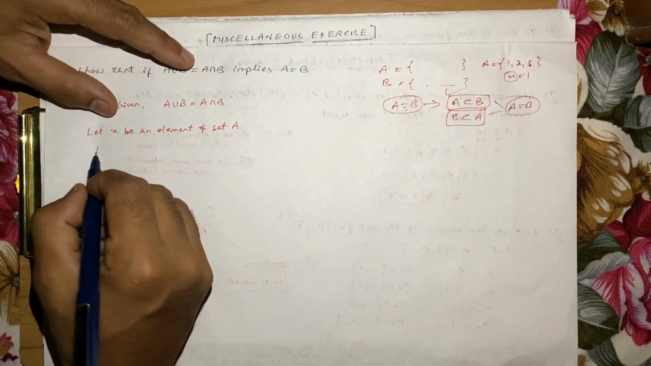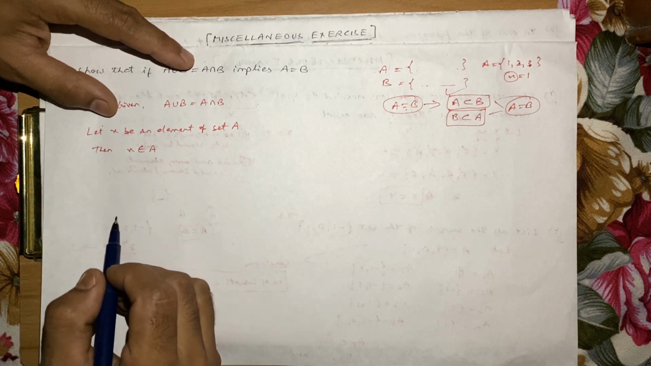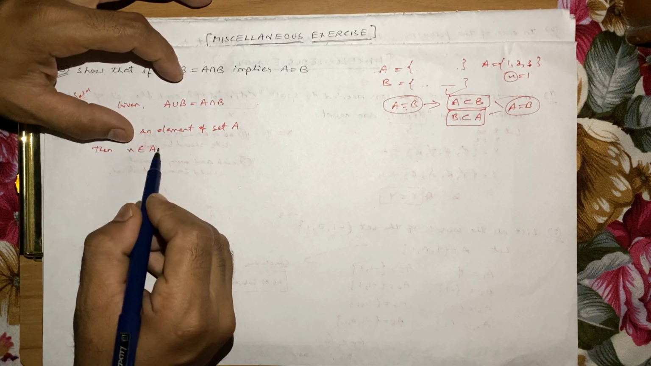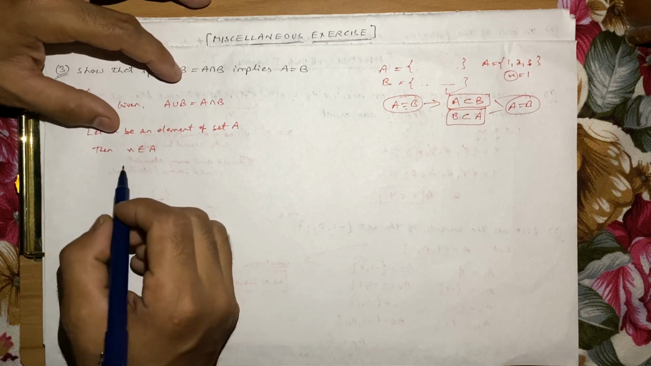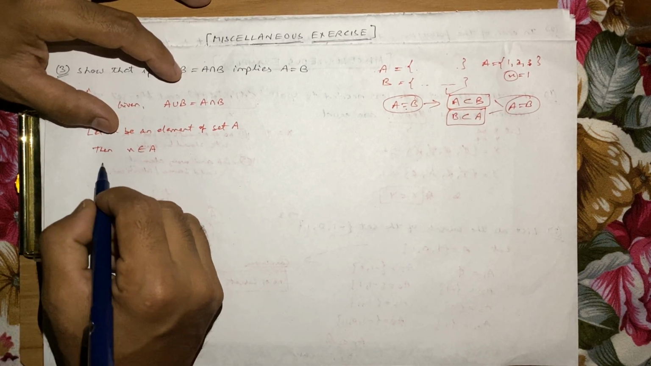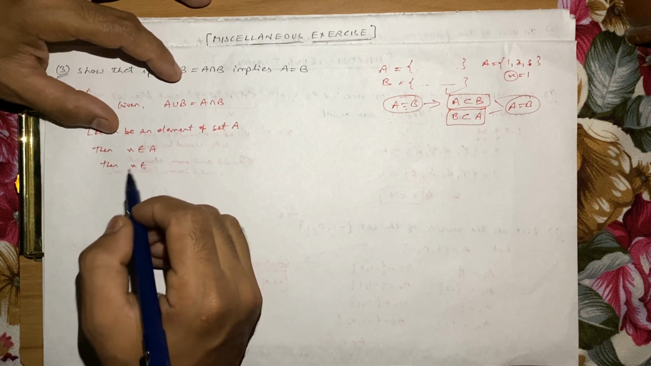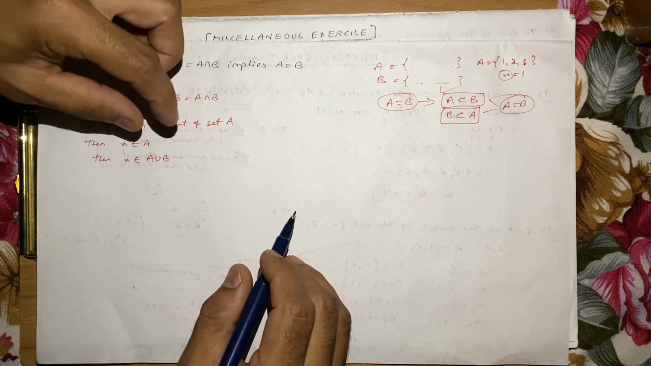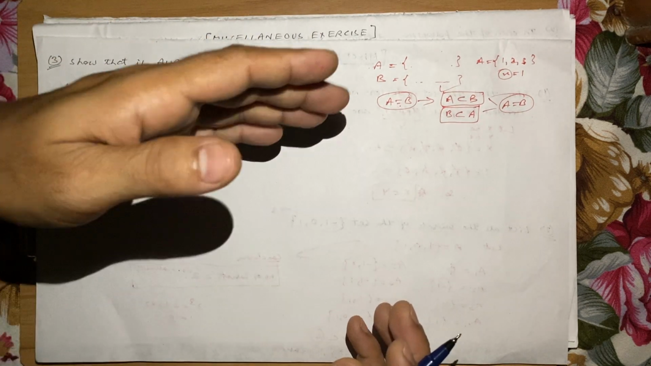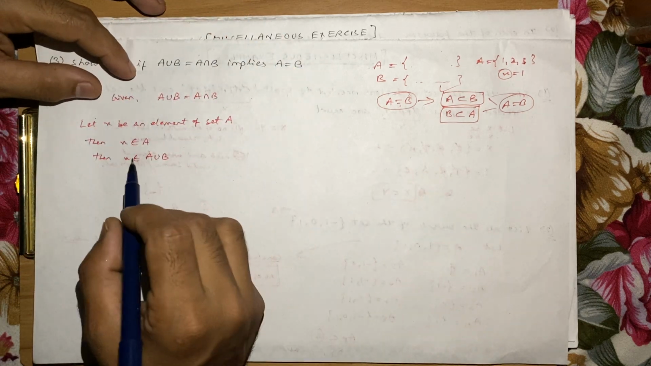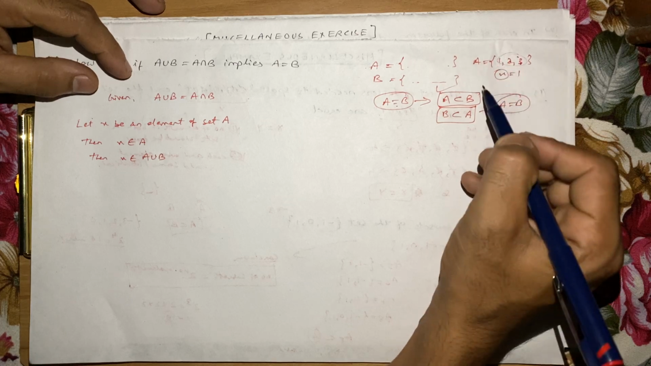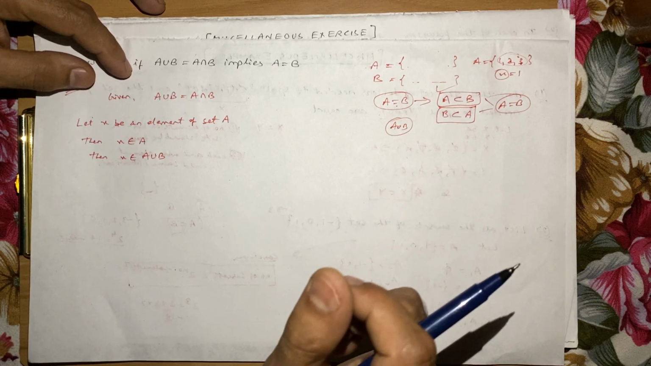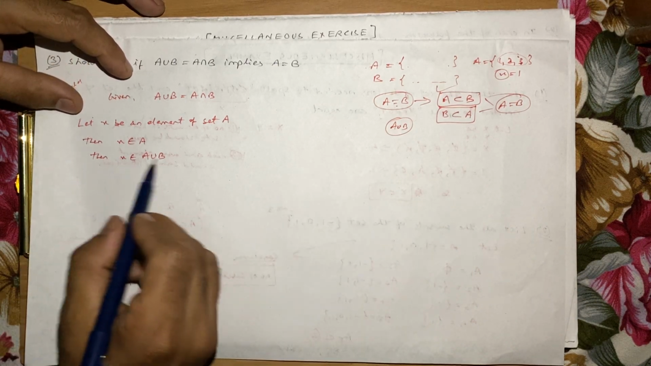So let X be an element of the set A. Then what can I say? Then X belongs to A, right? To the left side of belongs to, there is always an element. So X is an element of the set A. Now if X is an element of the set A, then X is also an element of the set A union B, because A union B is a set that has all the elements of both the set A and the set B together, right? So obviously if X is an element of set A, it will also be present in A union B, because A union B is a combination of set A and set B together. So I can say this.